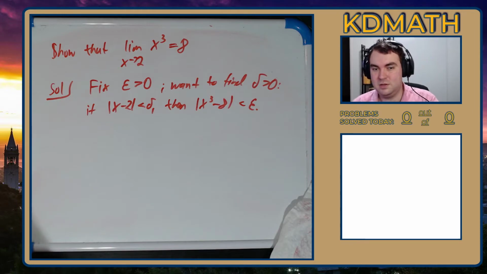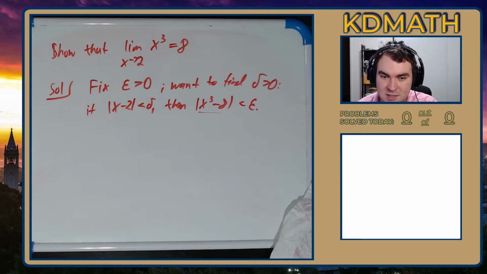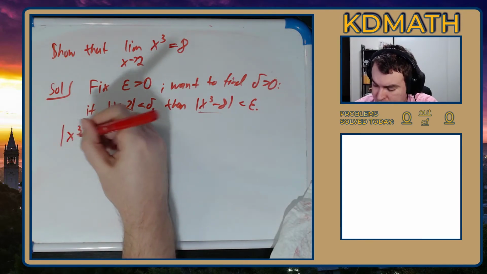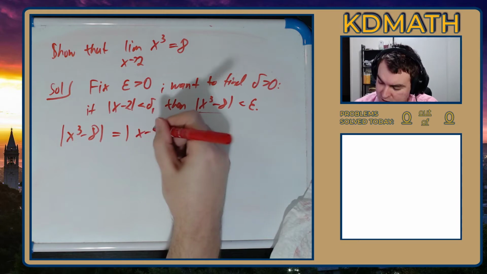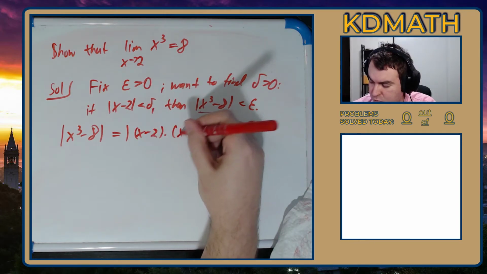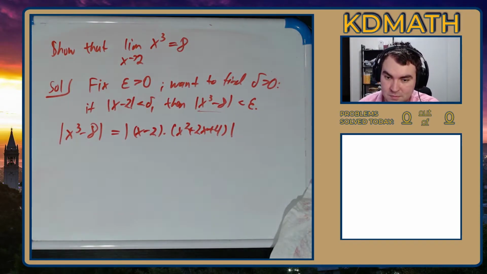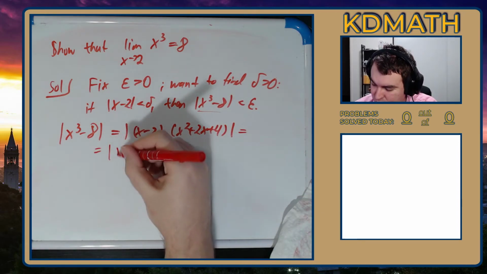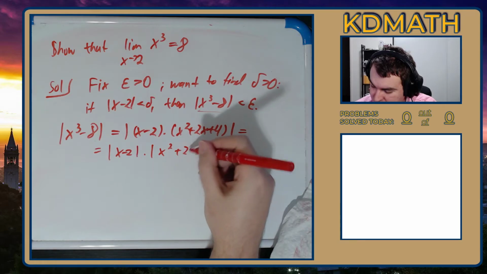So now, as with the x squared part, hopefully you can recognize that x cubed minus 8 is indeed a difference of cubes. And if you don't remember how to factor differences of cubes, now is a good time to review that. x cubed minus 2 cubed equals x minus 2 times x squared plus 2x plus 4. Again, we're going to split this up into two absolute values, absolute value of x minus 2 and then absolute value of x squared plus 2x plus 4.